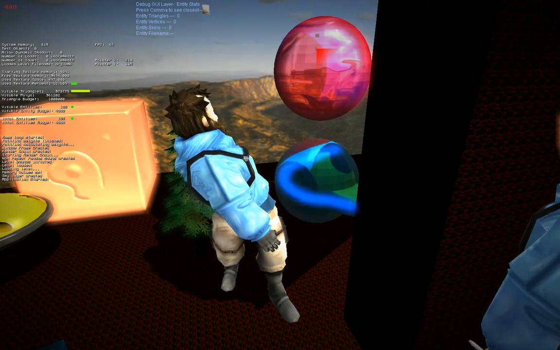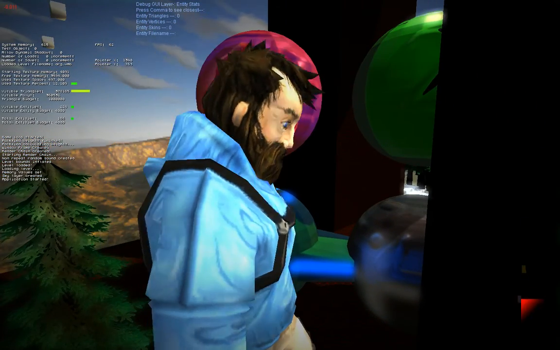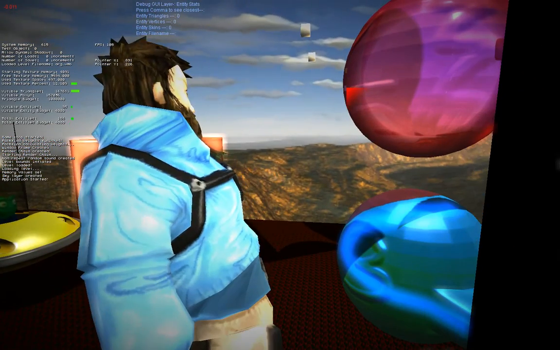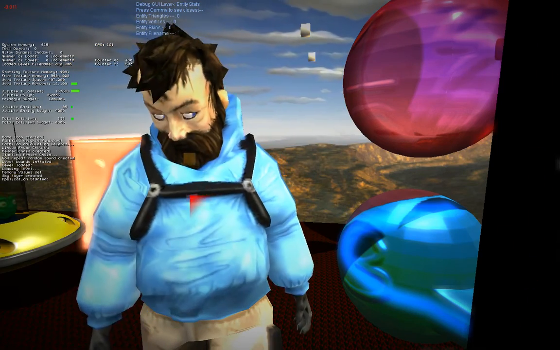So you can see he's looking at it, and he's also rotating his eyes. I don't know if you can really see it, but yeah, see his eyes are moving up and down, which is pretty cool.